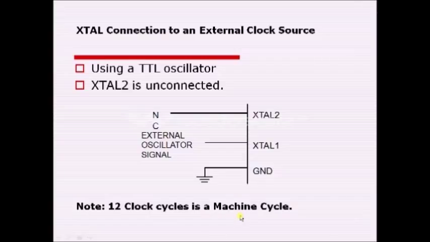So inside this 8051 controller, 12 clock cycles is nothing but a machine cycle. The number of clock cycles in a machine cycle depends on the controller or processor which we are using. Now when it comes to 8051, 12 clock cycles is a single machine cycle. Now let us see what this machine cycle is.